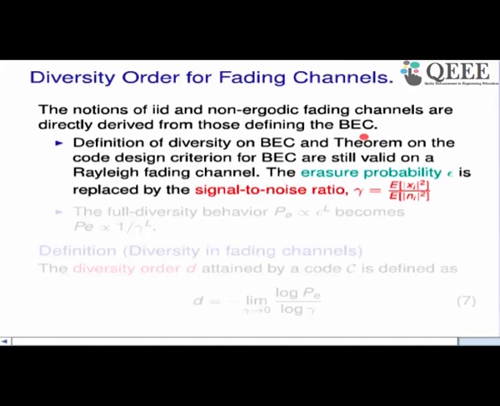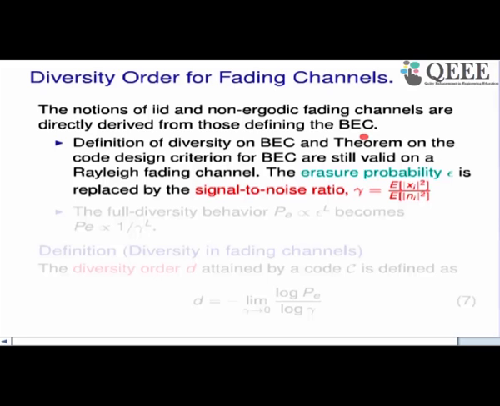So the definition of diversity and code design criteria can be directly lifted from the erasure channel to the fading channel. The only difference you need to make is to replace epsilon, the erasure probability, by the signal to noise ratio. That is the signal to noise power, E of xi square by E of eta i square. That is the signal to noise ratio: average transmit signal power by average noise power. Okay, that gives you the signal to noise ratio.